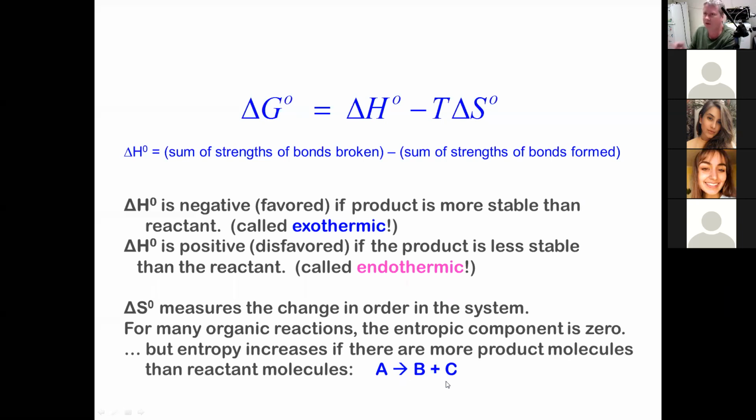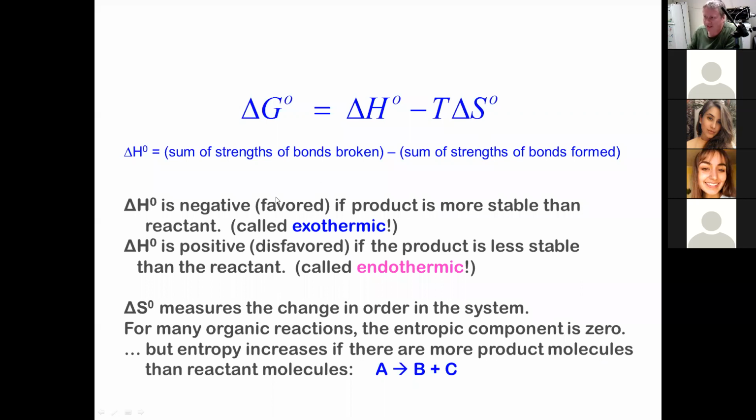Most of the time A goes to B or A plus B goes to C plus D, in which case there's no entropy change. So the T delta S falls out. We don't even see it, okay? All right, so for many organic reactions, the entropic term is 0. But entropy increases if there are more product molecules than reactant molecules. That's a very simple summary of entropy, okay?